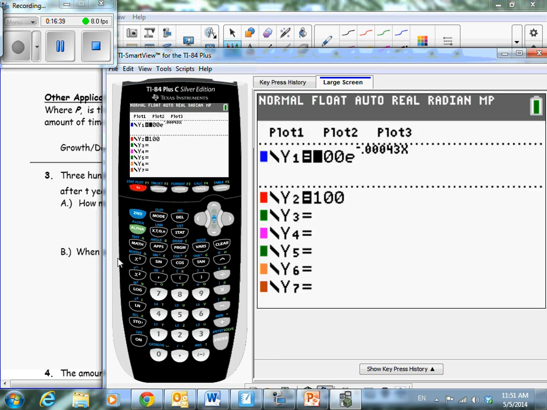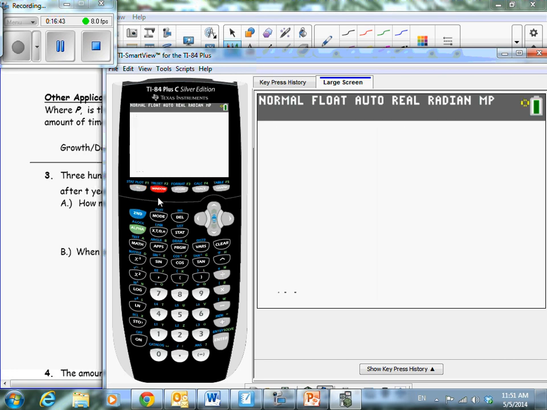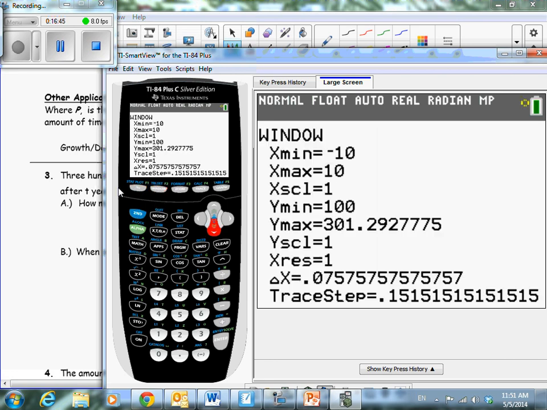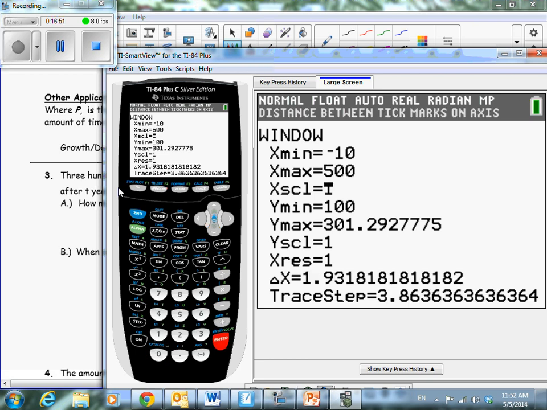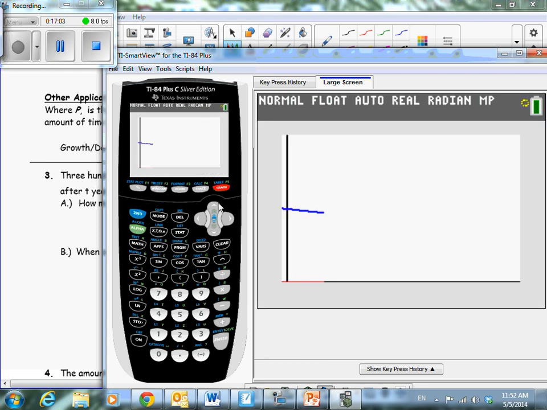So on my window, X minimum can stay there. X maximum, what do you want me to put? 100. 100 only? I go crazy, 500. Y max is only at 300. I go 500 too. Just 500. And I will graph it again. This is what I see now. Was 500 even good? I don't think 500 was good enough.